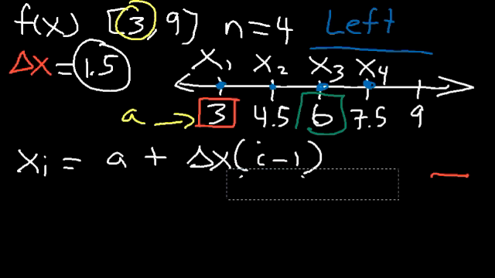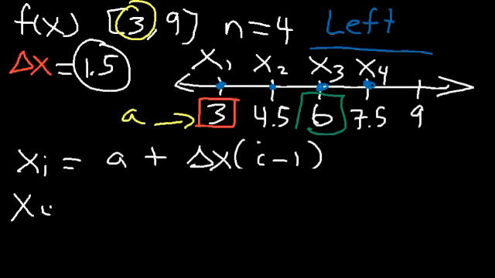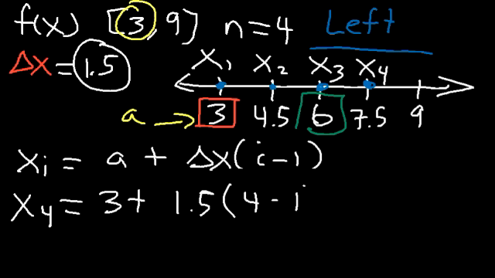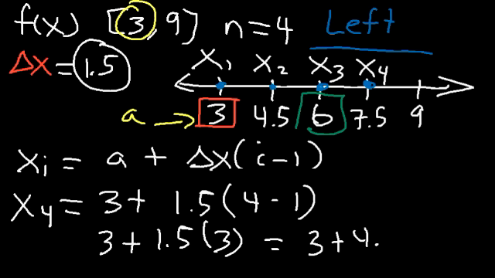Now let's calculate x sub 4, which should be 7.5. So the fourth x value is going to be a, which is 3, plus delta x, which is 1.5. And for the fourth value, I is 4. So this is 3 plus 1.5 times 4 minus 1, which is 3, and 3 times 1.5 is 4.5, which gives you 7.5. And that's the fourth x value.